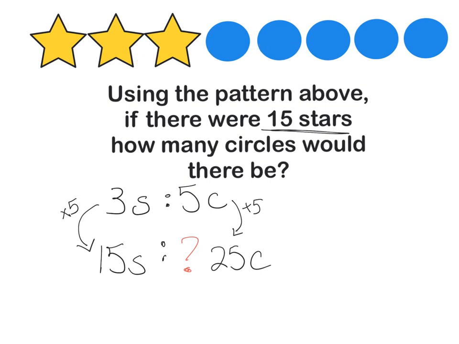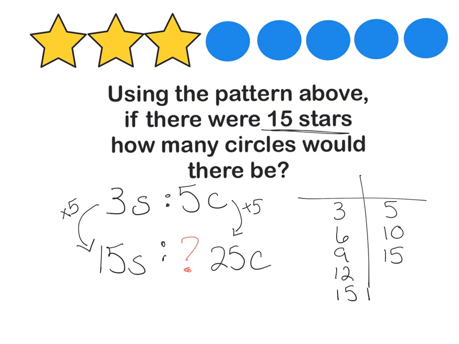And some of you might be thinking, oh, I could make this a table. You would have 3 and 5. And then if I copied it again, I would have 6 and 10. And so on and so on. 9, 15, until you got to 15 stars, which would give you that 15 to 25 on the bottom. And a table works great when you are looking at smaller numbers, like trying to get to 15. But sometimes it doesn't make as much sense to count all the way to that number, for example, like the next problem.